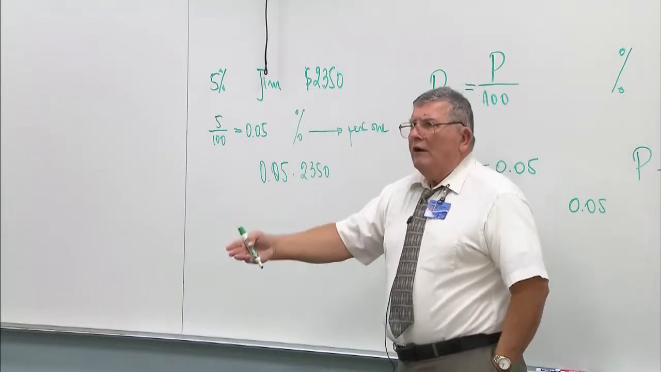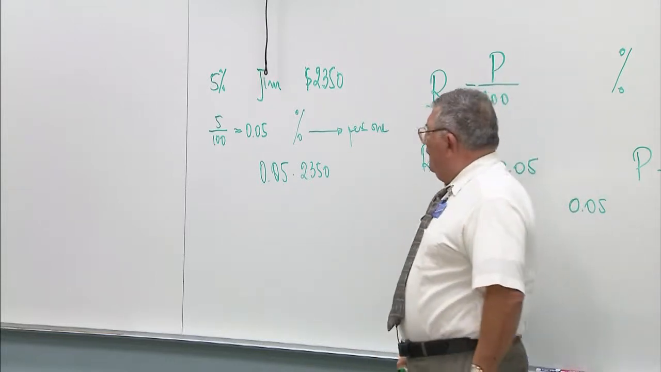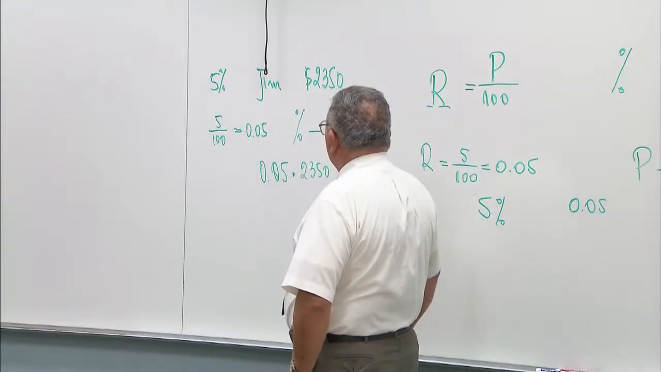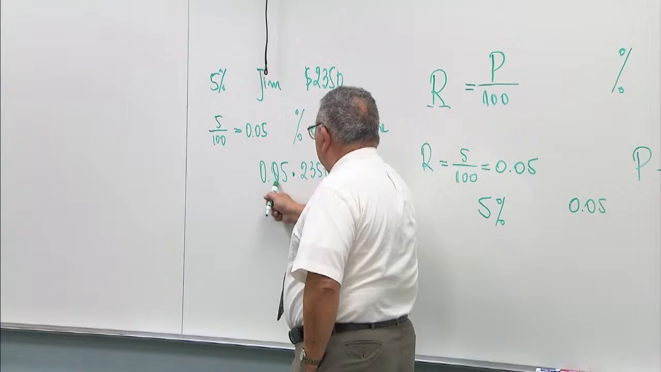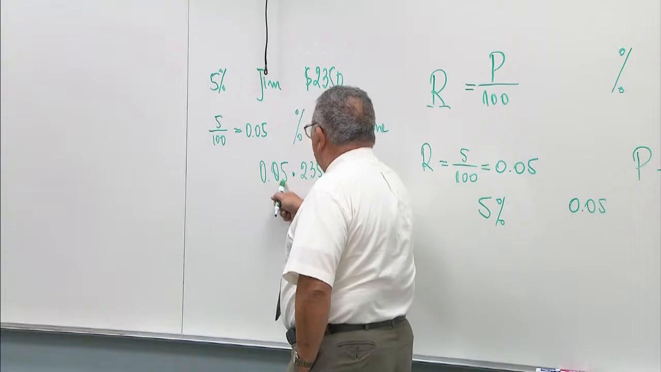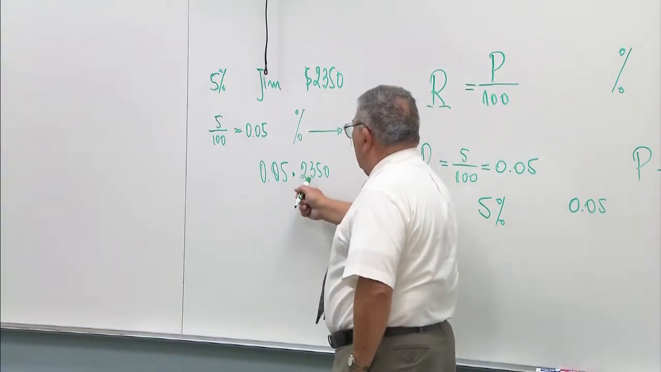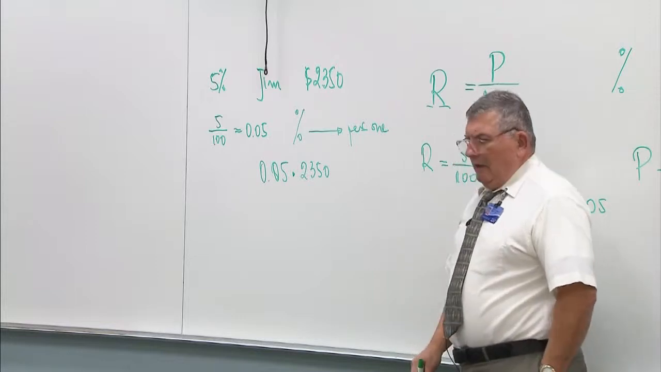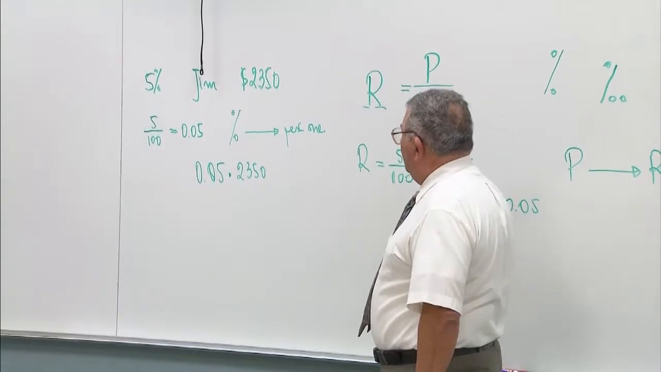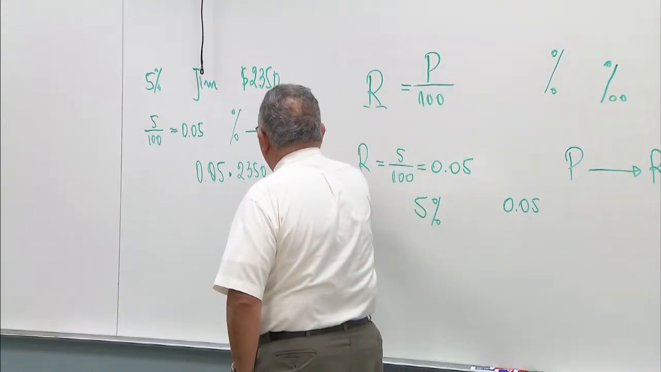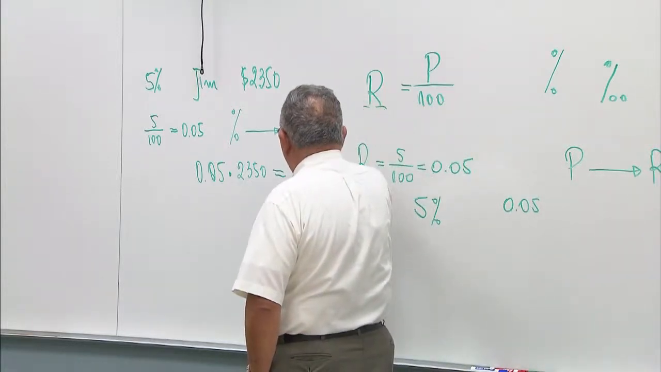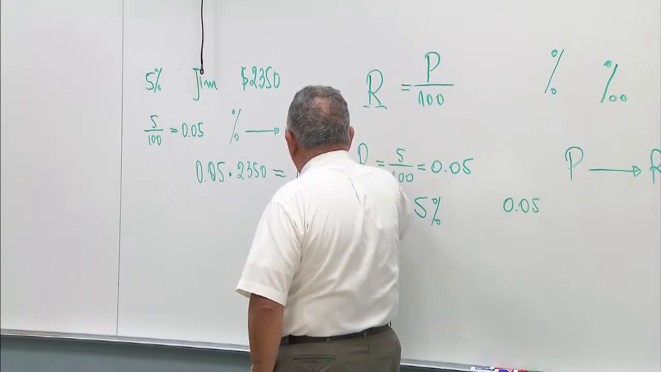So 2,350 times more. Therefore, this multiplication from here is the result of the fact that this is the interest per $1, and we don't have $1, we have more than one. So therefore, it is clear that this is the way to do it. And the answer is whatever it is, 117.50. Yes?